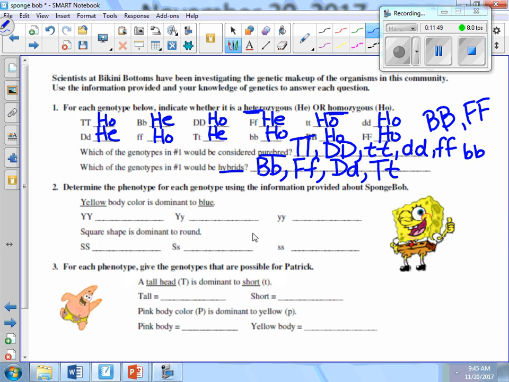There's only two alleles. So you can have uppercase T and lowercase t, or uppercase and lowercase. There's only 3 possibilities. All right, here are the words you need to know. On number 2, determine the phenotype for the genotype.